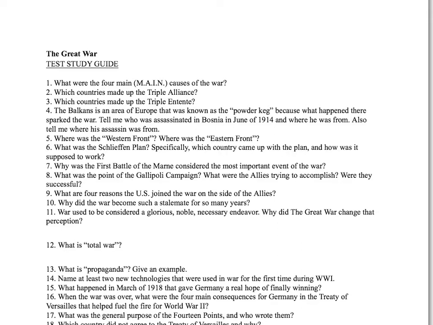10, why did the war become such a stalemate for so many years? Simplest answer there is trench warfare. Once people dug in and had equally matched weapons, it wasn't going to go anywhere. All right? So there was a lot of loss of life, not a lot of gaining of territory. So the fact that we were well matched in weaponry and both dug in the trenches, that caused a stalemate.